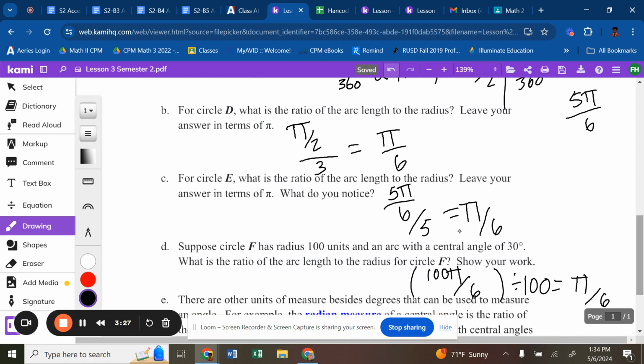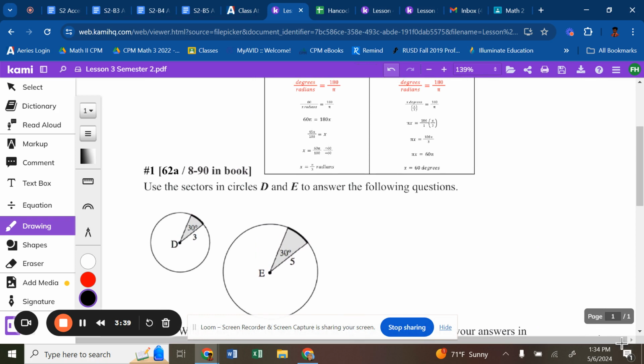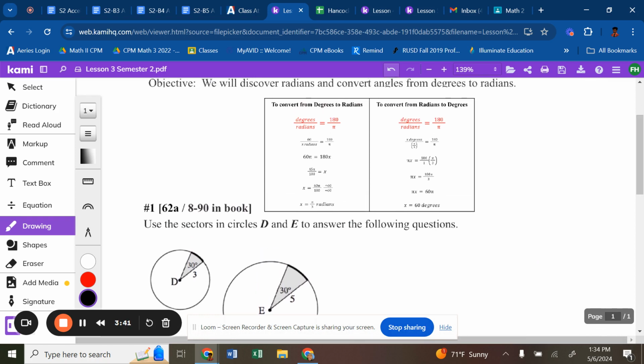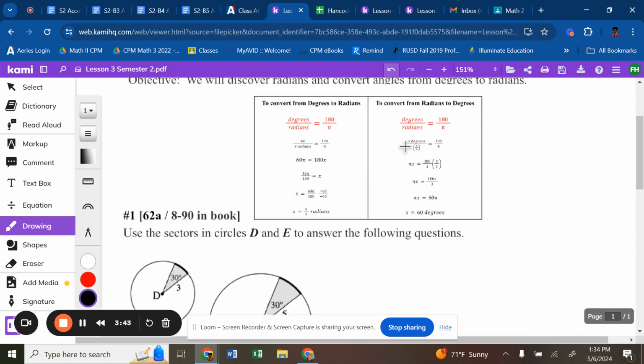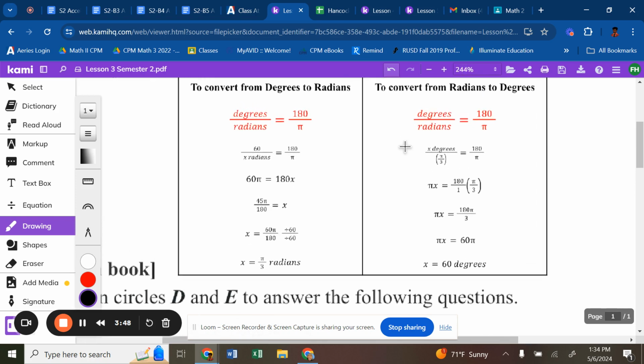Now, what that leads us to is radians. Essentially, anytime we have 30 degrees, we're always going to have pi over 6 radians. We're going to look more into this in a second, but right here, we can see our degrees and radians. If we have something like 60 degrees and we want to find the radians, we would simply cross multiply: multiply 60 by pi, and divide by 180 to get pi over 3 radians.